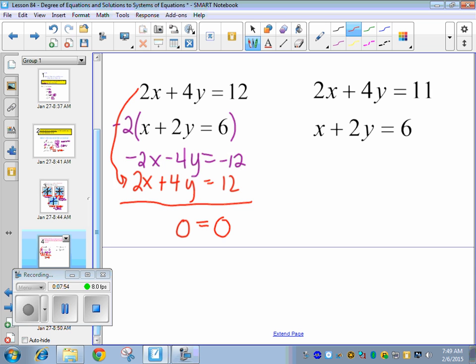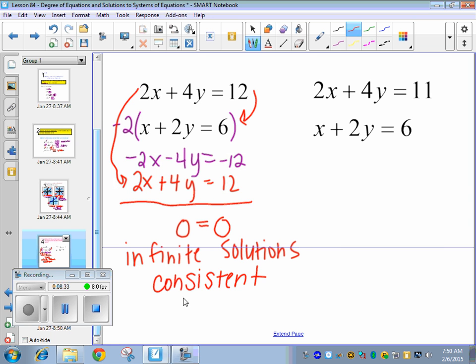Is that true? Yes. So if you get a true statement, these are actually the exact same line. If I were to divide this all by 2, don't I get the exact same thing here? So if it's the exact same line, that would be infinite solutions, which you have to say. So if you get 0 equals 0, true statement, that means anything works: infinite solutions. And then we have to say consistent or inconsistent. Consistent, because it has a solution. And dependent or independent. Dependent.